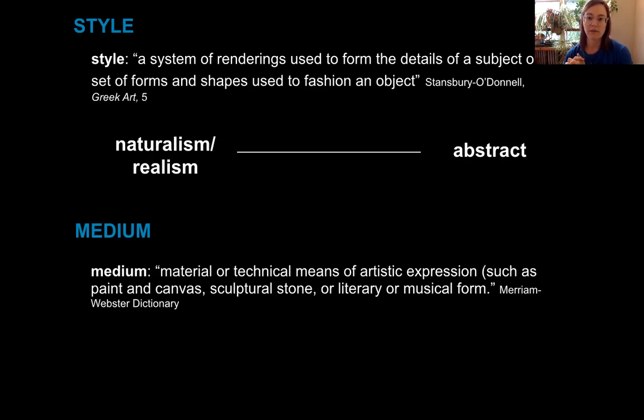So we'll see, for example, granite or limestone sculptures in ancient Egypt. So you'll want to be able to identify, or you will be able to identify those mediums. And I tend to use pigment rather than painting.